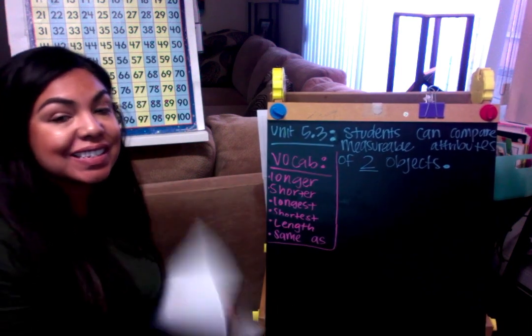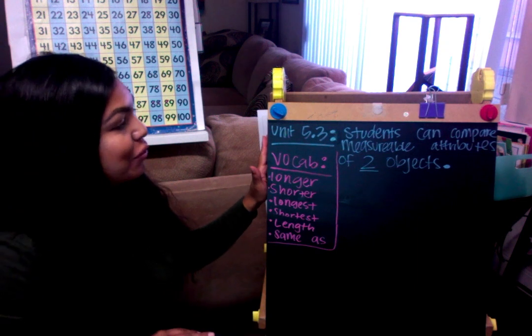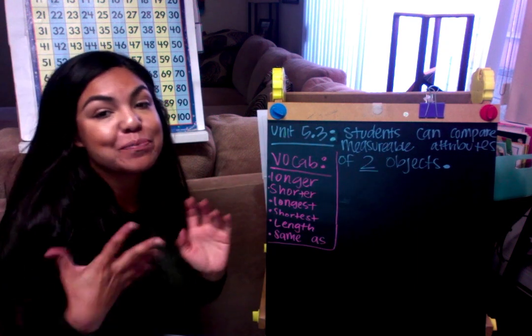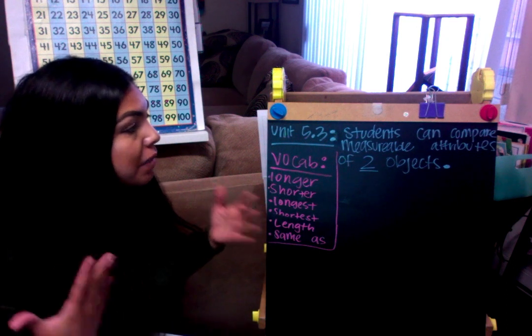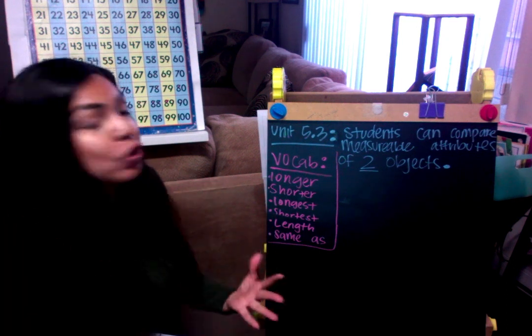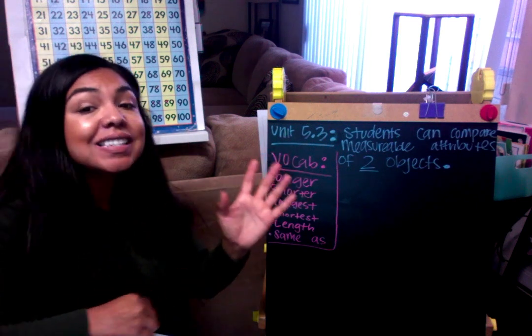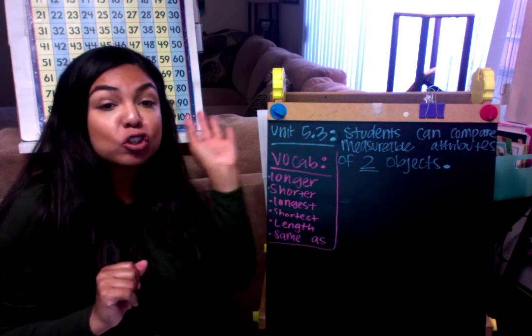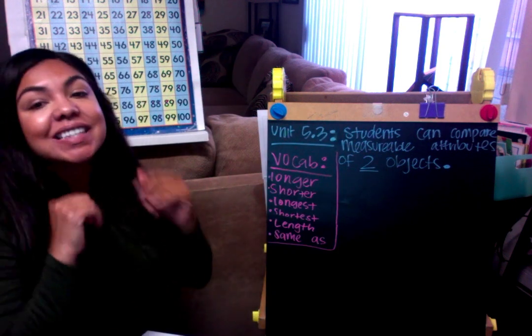Hello, boys and girls. Today we are going to go over our unit on 5.3. And in blue, we have our objective for this standard. Our students can compare measurable attributes of two objects. So you're going to be able to tell me the difference between the longest and the shortest, the shorter and the longer, the length, and same as.